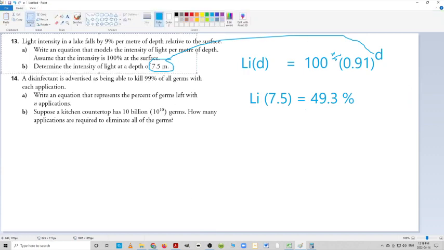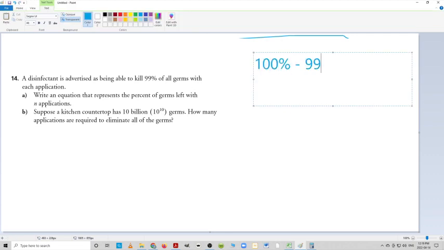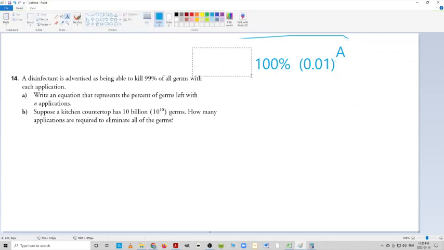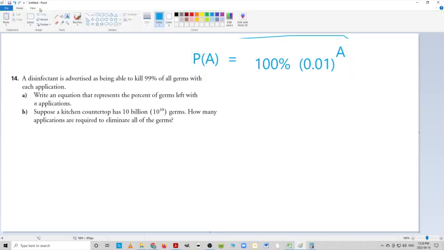This disinfectant is advertised to kill 99% of germs with each application. So that means it reduces the population of any germ by 99%. What's 100% minus 99%? It's 1%. What's that as a decimal? Like that. So if you have 100% germs, you multiply it by 0.01 for each application. So that means the population of those germs based on each application is equal to that. Write an equation. We did. Suppose your kitchen counter has 10,000 germs. Okay, so instead of 100%, we have to put 10 to the 4 germs. So we're going to say it starts off with this population.